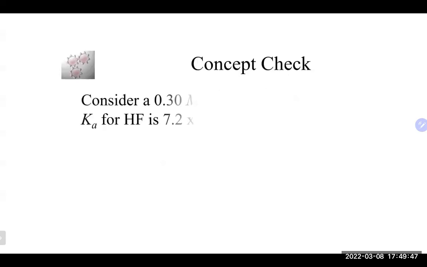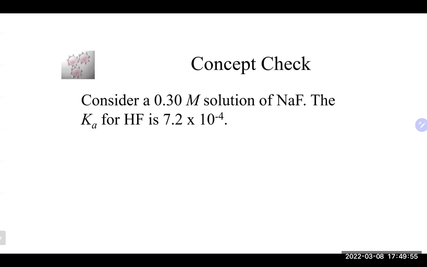All right, so let's try one where there is a calculation. This one you do need to calculate. So see what you come up with here. You should calculate by doing an ICE table. There should be some hydrolysis happening. Write the correct equation. Figure out what the pH would be.